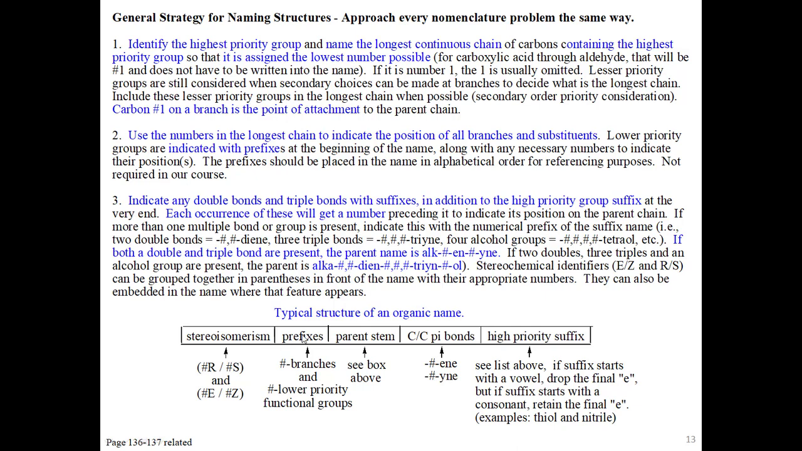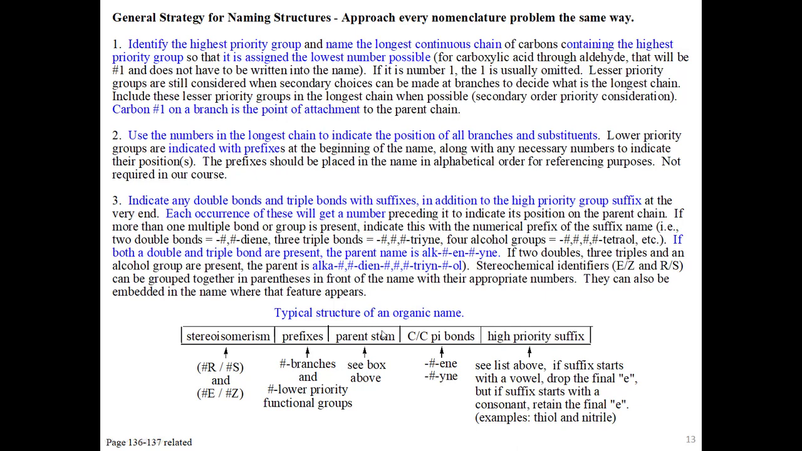Okay? Then you're going to have prefixes for all the different functional groups that are there. And what do we got? Maybe 15 different groups. And so you're going to have a number, prefix, number, prefix, number, prefix, number, prefix. Okay, and those are all the lower priority groups or some branches.